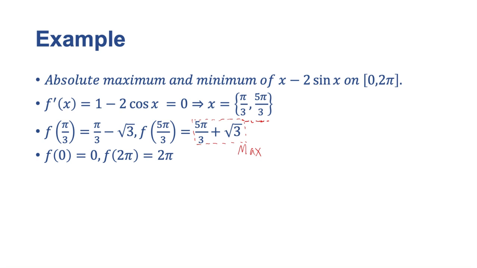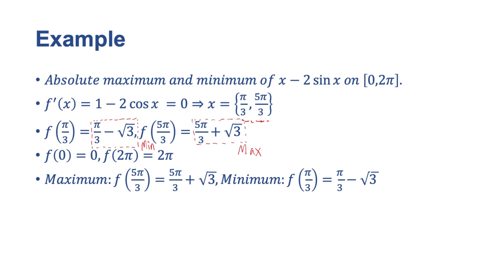And then our smallest value is pi over 3 minus root 3. That is the smallest in the set. So that is our min. And then we can just rewrite this as a clause at the end that our maximum is f of 5 pi over 3, which is 5 pi over 3 plus root 3, and our minimum is f of pi over 3, which is equal to pi over 3 minus root 3.